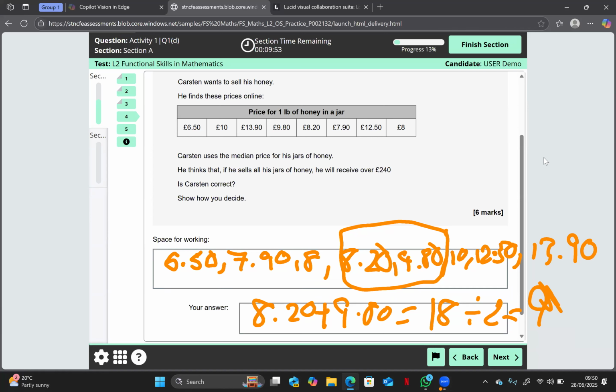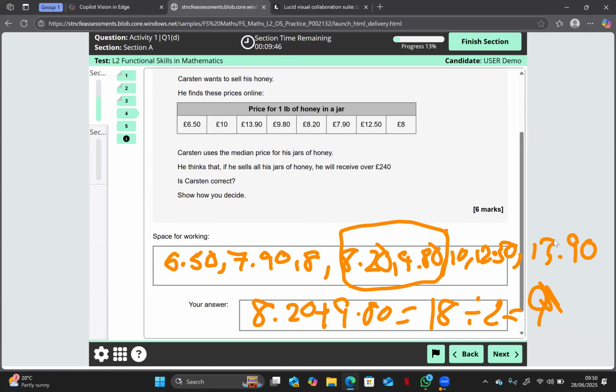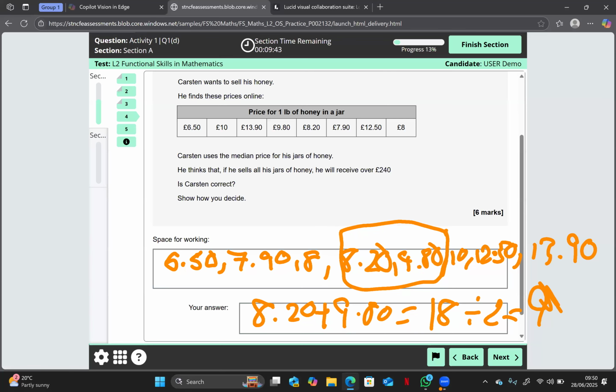So it'd be £9, the median. Now, if we multiply the median by the number of jars.